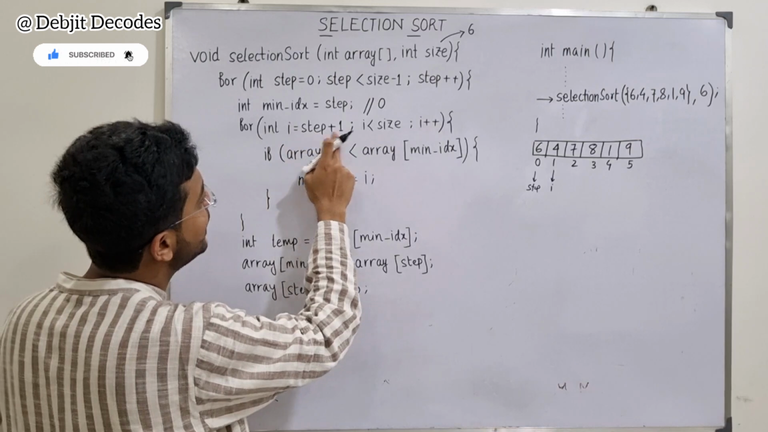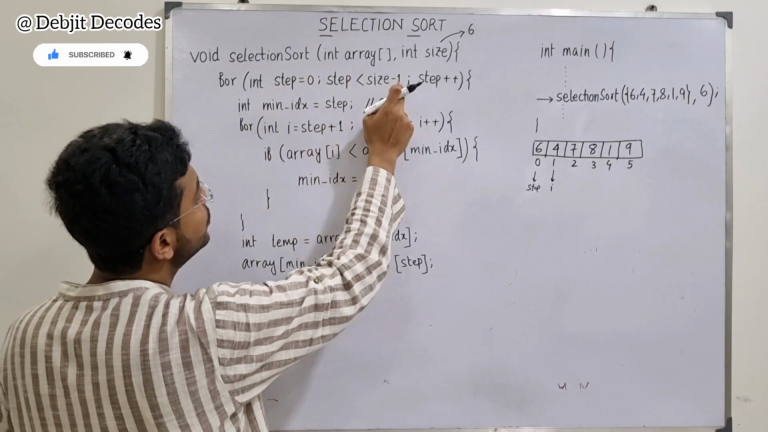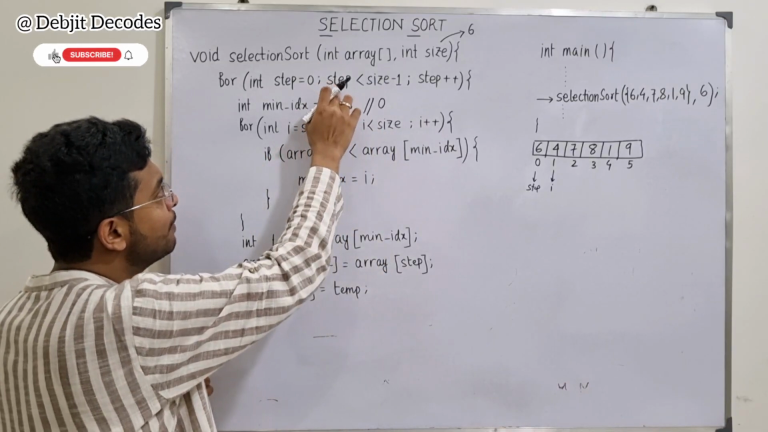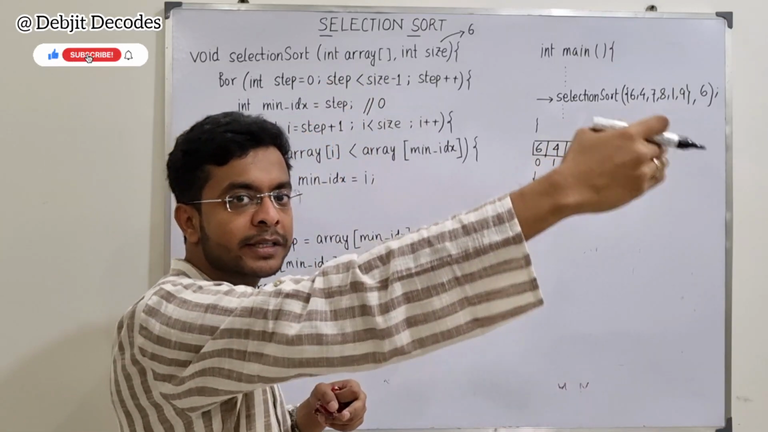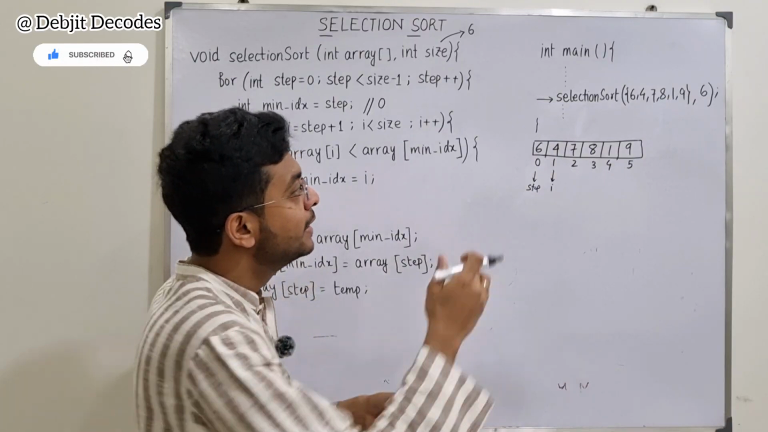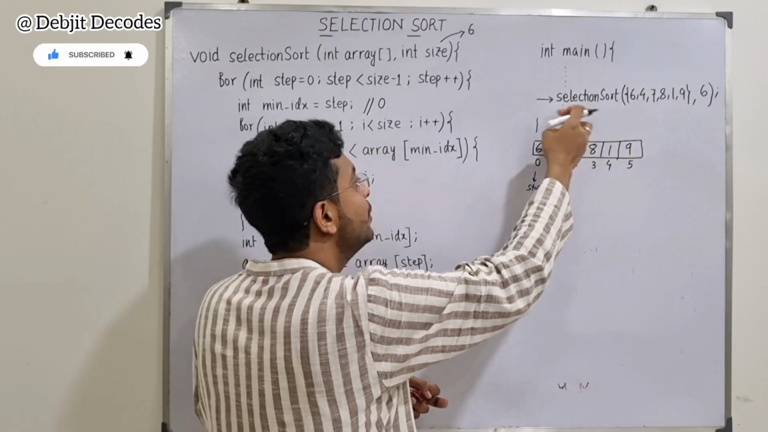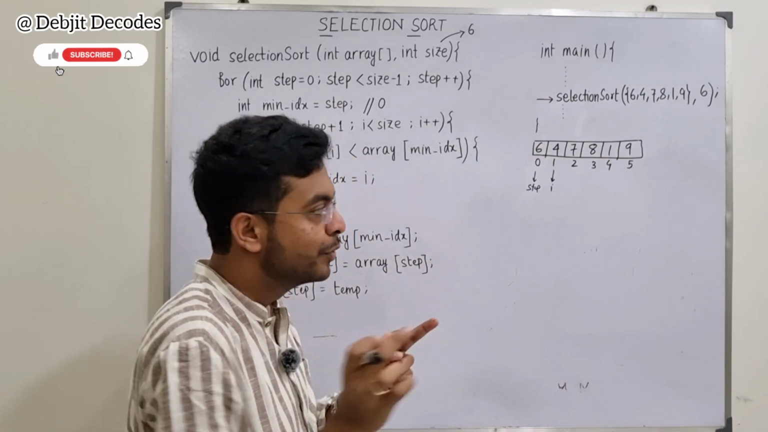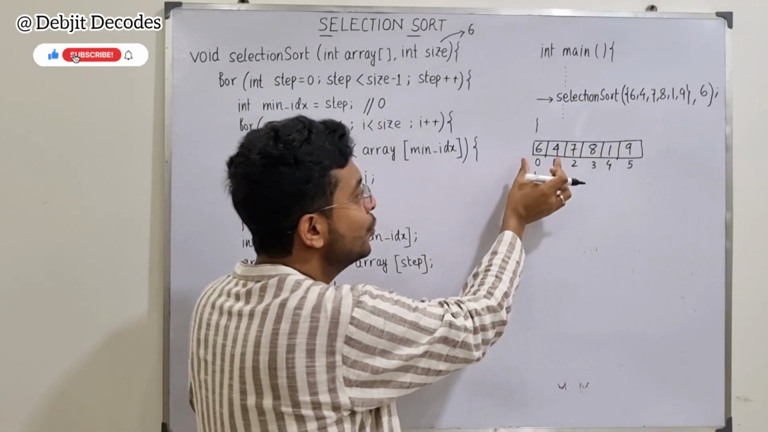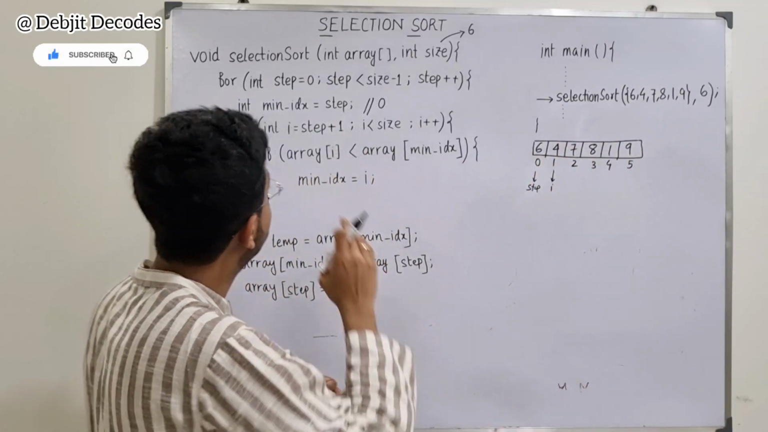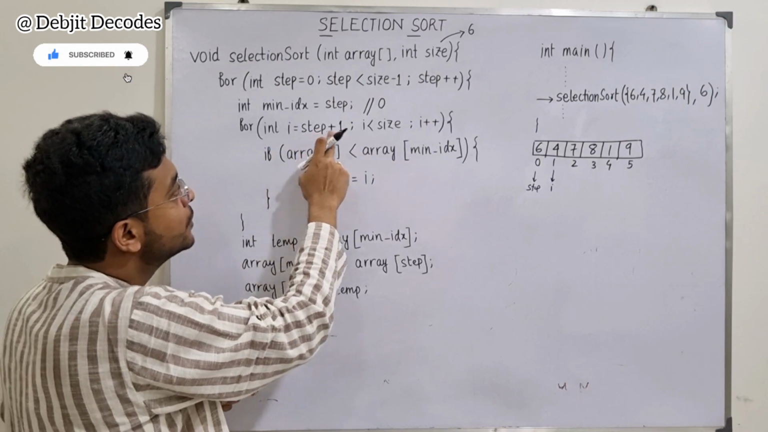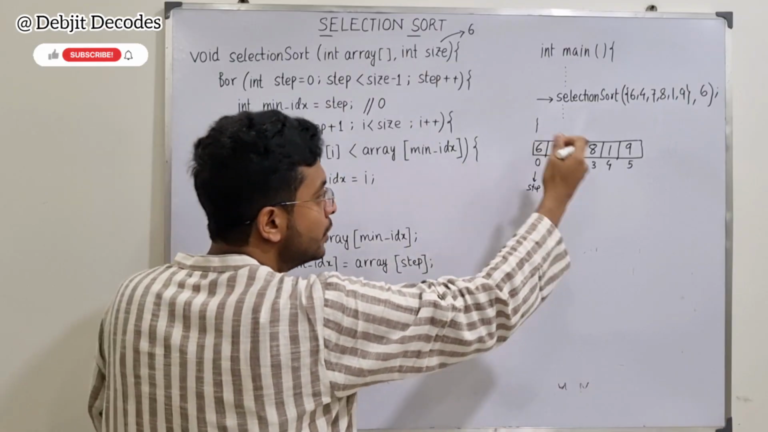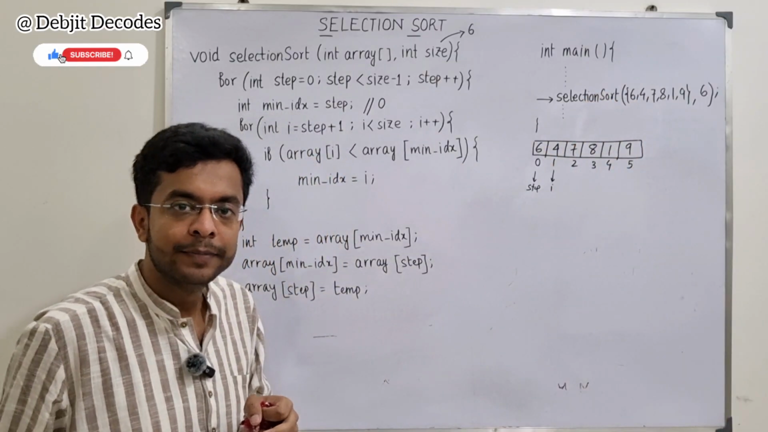Now int i equals to step plus 1, i less than size. So the outer loop is going from 0 to size minus 1, and the inner loop is going from step plus 1 to size. So each time you can see if the step value is increasing, this i value will go further. Because what I am saying, this time the smallest element will be coming to the first position. So after one iteration, this particular position should be in sorted order. So we can see only the rest of the elements. After that, 2 will be the smallest position, we can see the rest of the elements. So we can see i starting from step plus 1. Initially the step value is 0, so i will start from 1. Then when the step value is 1, i will start from 2. So it will be going like this, right?